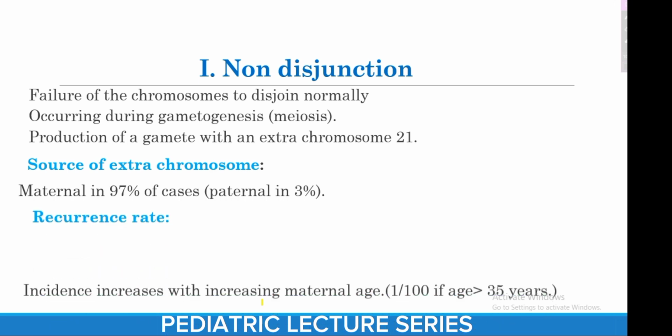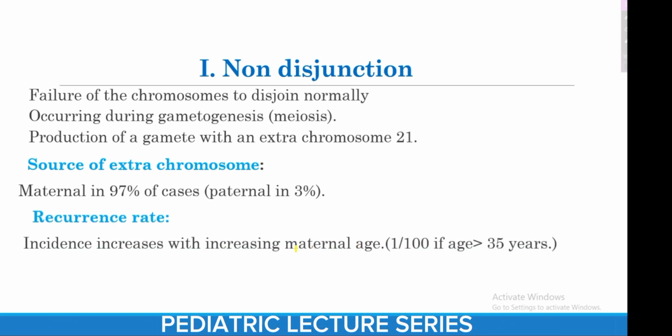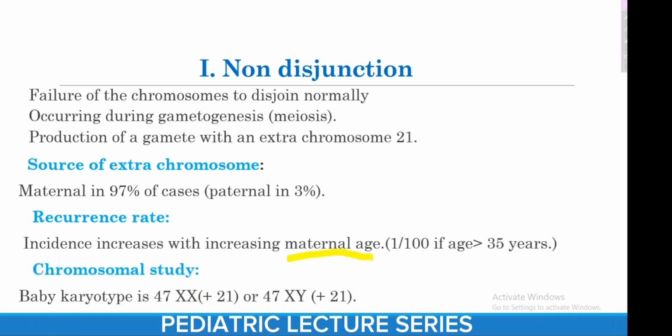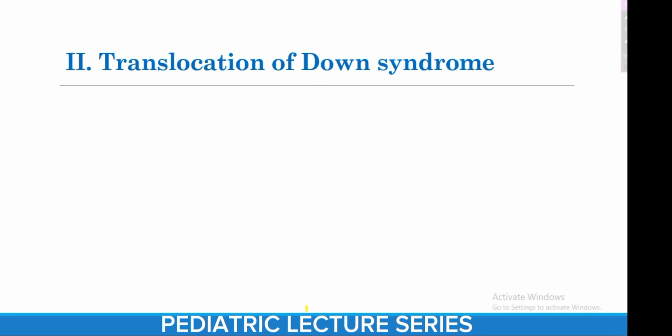And the recurrence rate increases with increase in maternal age. Then in chromosome studies, you can have, for example, a baby girl with an extra chromosome. So instead of the normal 46, she has 47, with the extra 21. Also, you can have a boy, XY, but with an extra chromosome 21.